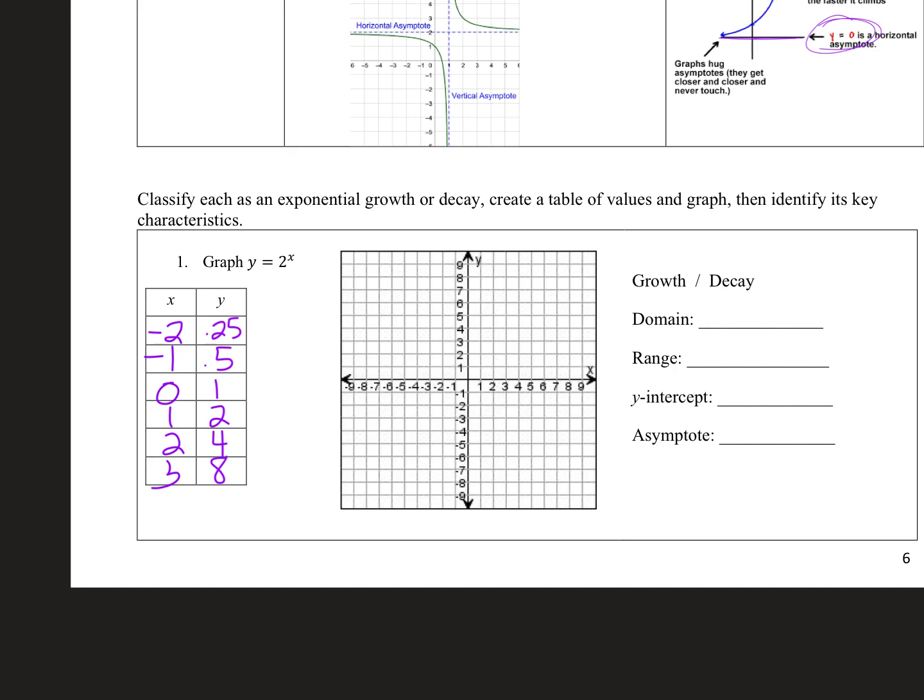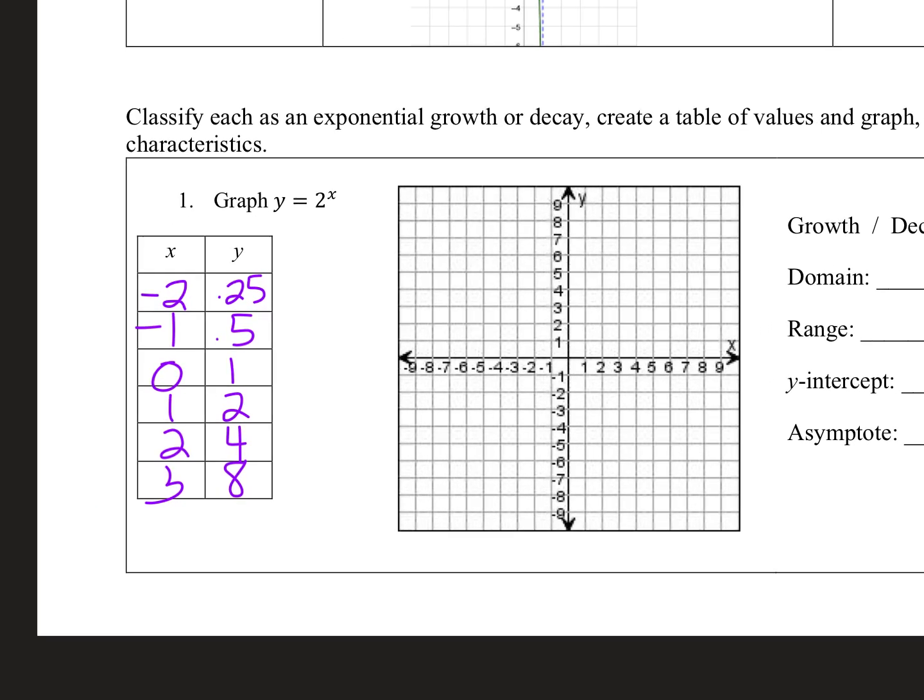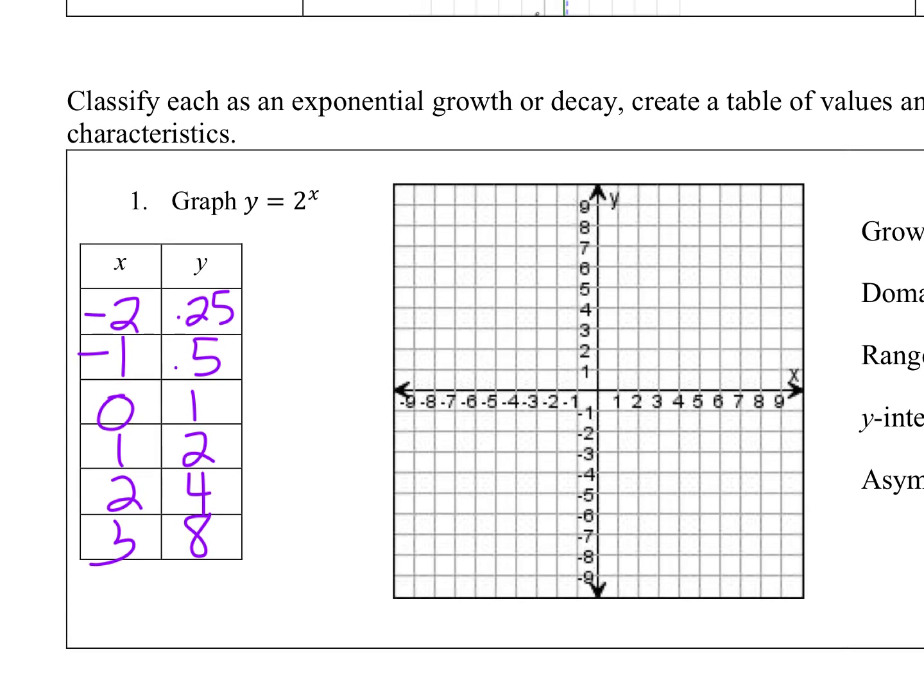So at -2, it was 0.25. I'm going to zoom way in here. At -2, it was 0.25, so it was way down here. At -1, it was a half, so it's a little bit higher, okay? At 0, it was 1. At 1, it was 2. At 2, it was 4. At 3, it was 8. And then we draw our curve.